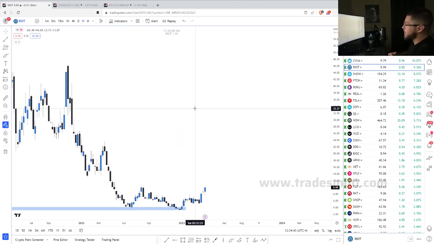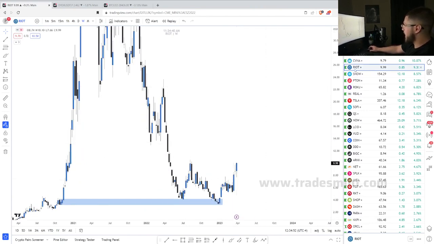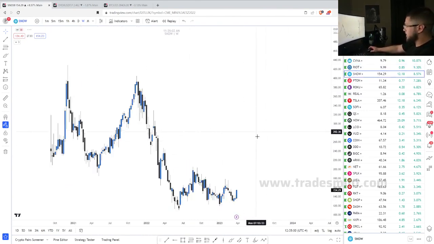Now, I will go down lower when I'm trying to decide which chart I want to trade, but I don't have to do that to find good opportunities. All right, Riot, this would also be a fundamental play because it's a Bitcoin mining stock. Clear draw on liquidity. It's bullish. And this is just from a weekly chart.